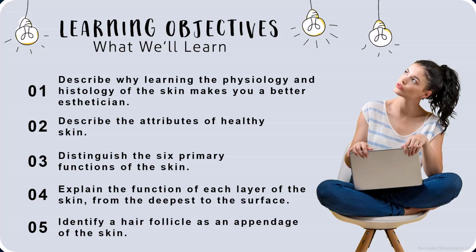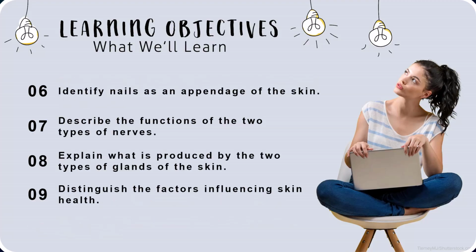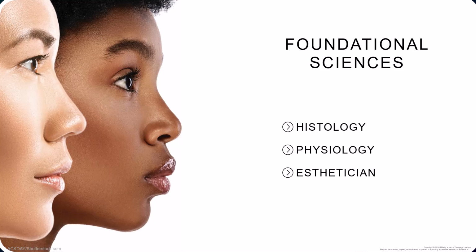of the skin. We'll also learn to identify nails as an appendage of the skin, describe the functions of the 2 types of nerves, explain what is produced by the 2 types of glands in the skin, and distinguish the factors influencing skin health. Skin histology and physiology are the foundational sciences that we need to know, and they involve the study of the anatomy, the layers, and the functions of the skin.